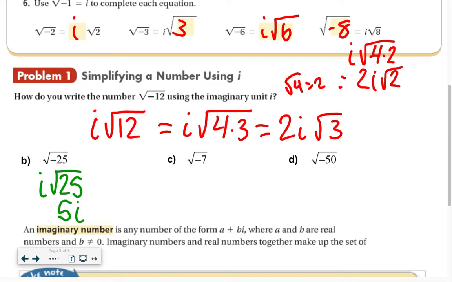What can I do with C? Pull out an i, so I have i, then root 7. Can I do anything with that? No. That's all I can do.